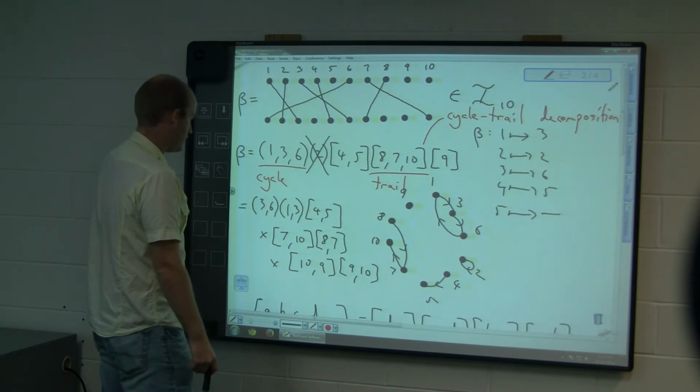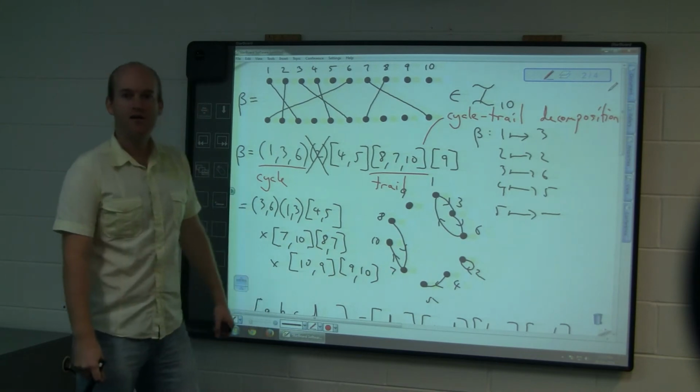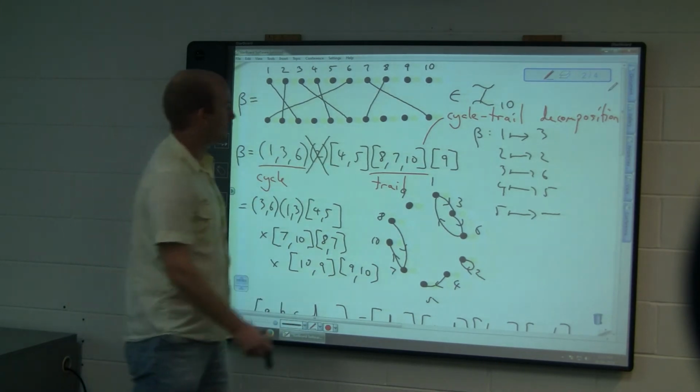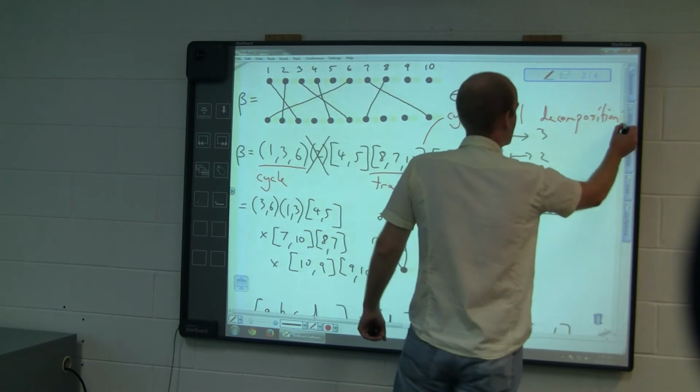Just wondering if I want to say something else about all of this. You wanted to say why square brackets 9 is equal to... Oh yeah, I should say why.